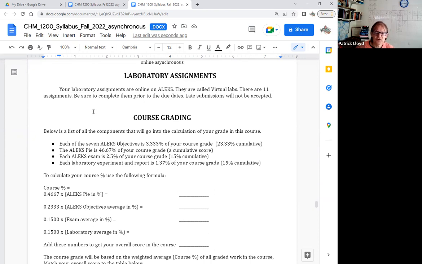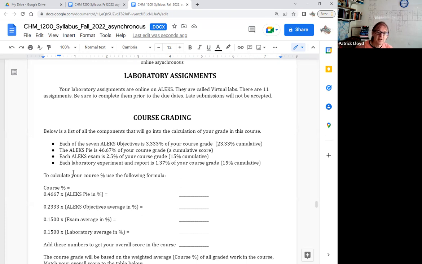Okay, so those are in ALEKS. And then this is just the grading scheme for the course. Essentially, the 7 objectives, those homework assignments, they count up for 23.33% of your grade. The PI is about 47%, so how much out of the total you get done. So if you add those 2 together, that ends up being about 70%. 70% of your course grade is based on doing the homework.